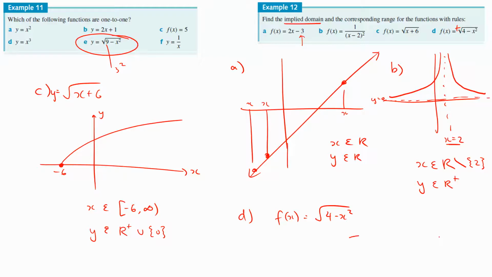So if I were to quickly draw this, it looks like this, -2 to 2. So the domain is from -2 to 2, so x is an element of -2 to 2. And your range is from 0 to 2. Domain is from -2 to 2.